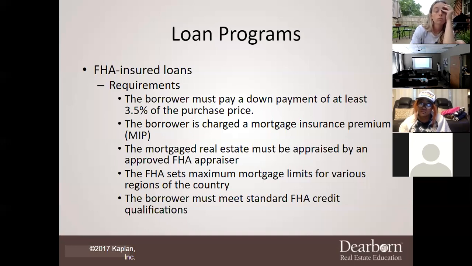They want to know what the place is worth. The FHA sets maximum mortgage limits for various regions of the country. Certain areas may have higher limits than others. The borrower must meet standard FHA credit qualifications. There is a set of qualifications that you have to meet to qualify for an FHA loan. It's basically a government loan.